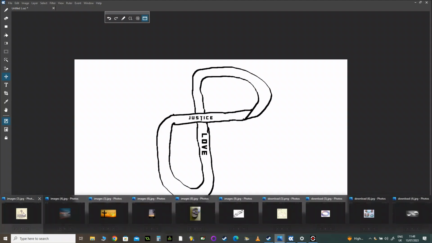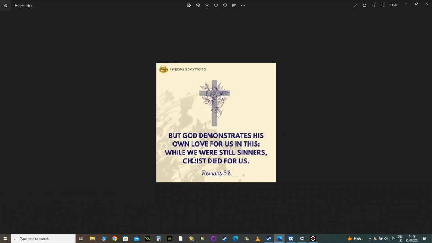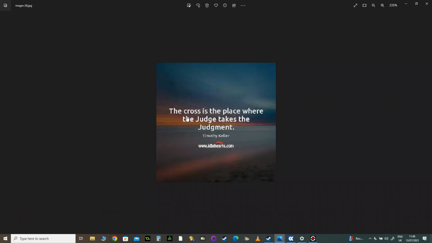I've got some scriptures here. So God demonstrates his own love for us. While we were still sinners, Christ died for us. God himself took his sin on us and satisfied his justice. His love and his justice were satisfied. Again, the cross is the place where the judge, God, takes the judgment. He has to judge, but he also loves. Two things that are perfect have to cross each other.